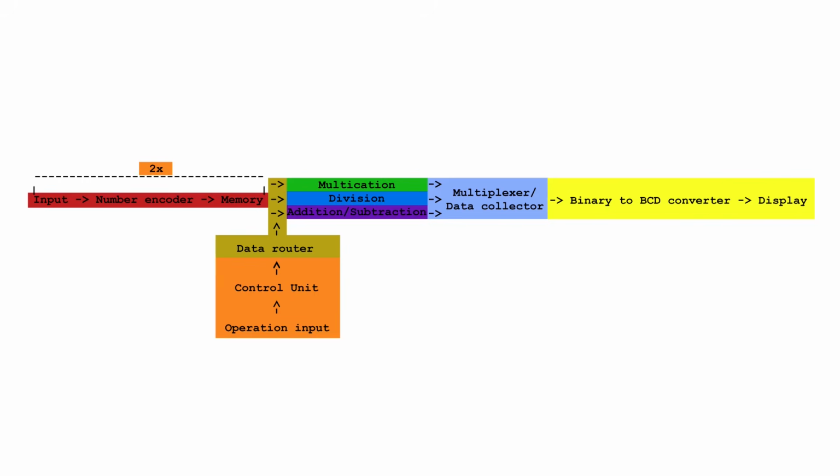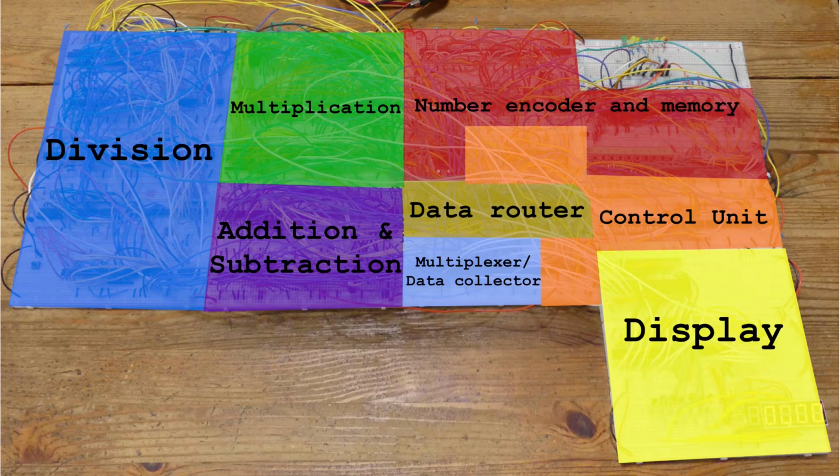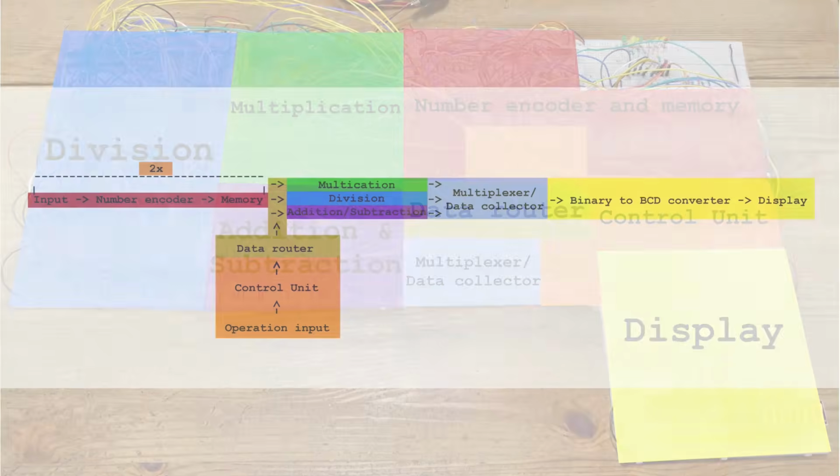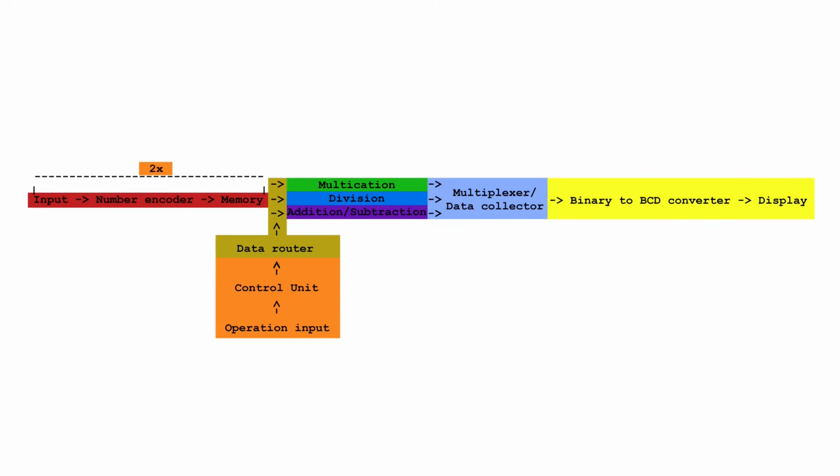The control unit, once the equals button is pressed, then tells the data router which unit to send the two 8-bit numbers to: the multiplication, division, or addition and subtraction unit. The system then grabs the outputs from all of these units and combines them into a single output via the data collector/multiplexer. This results in an output of up to 14 bits plus a sign bit after the operations are completed, and this is then sent to a binary to BCD converter.